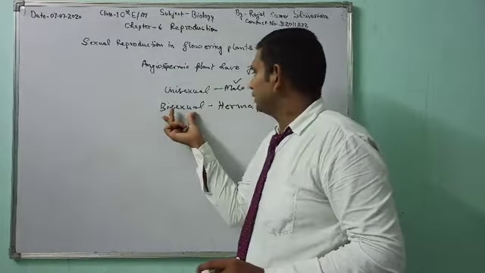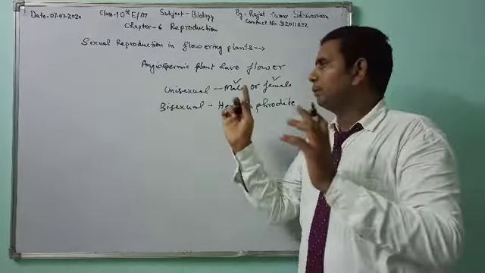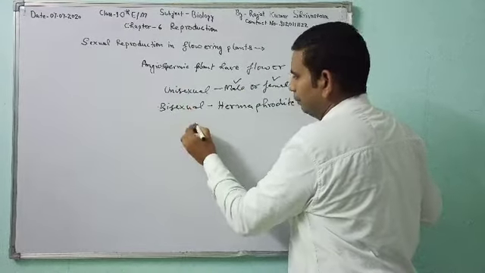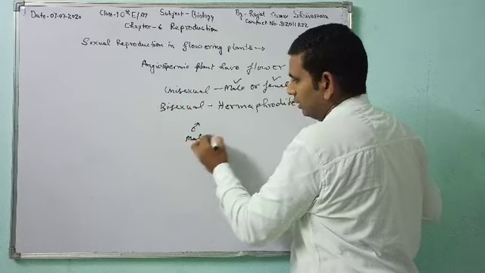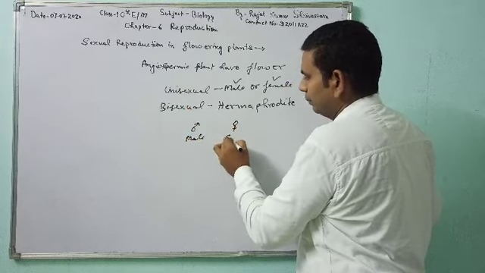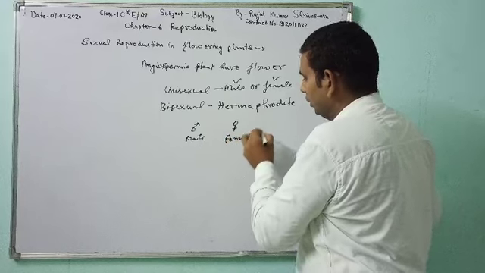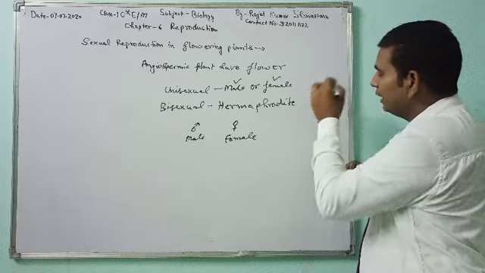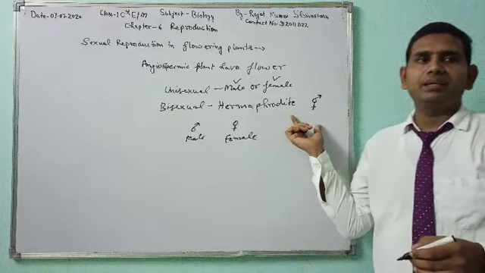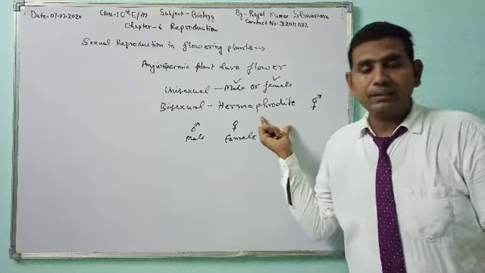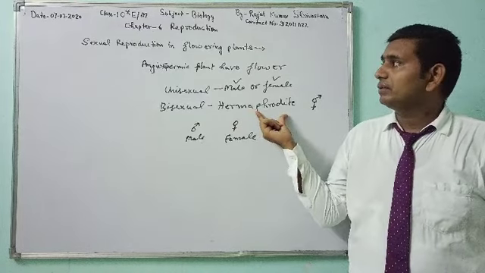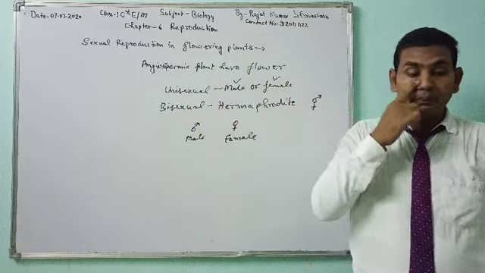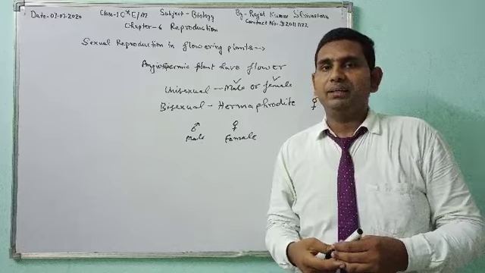But in case of bisexual flower, the flower contains both sexes. Male, this is the symbol of male, and this is the symbol of female. So the hermaphrodite symbol is both. Male and female both are present in the same flower, that is called hermaphrodite flower or bisexual flower. So this is the difference between unisexual flower and bisexual flower.